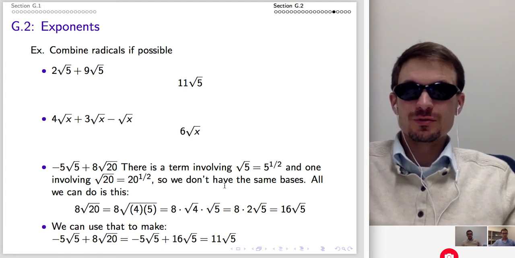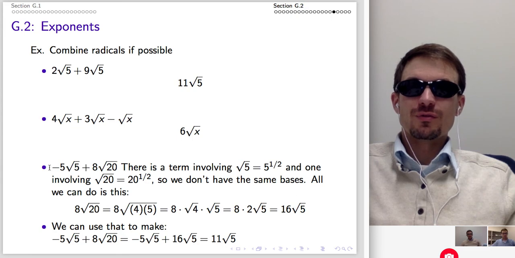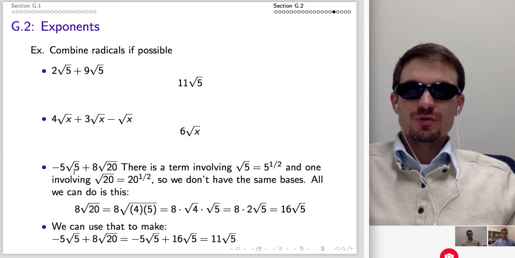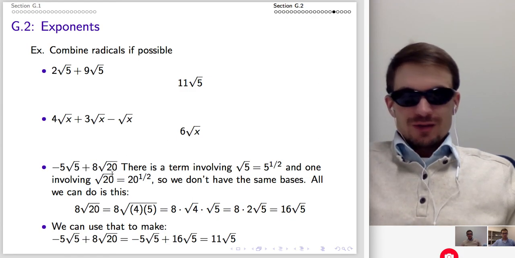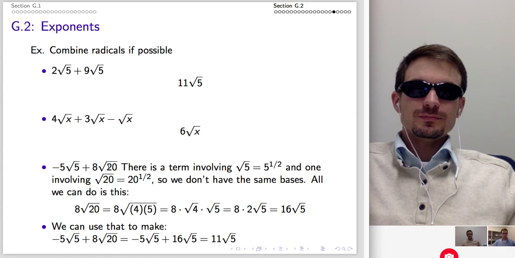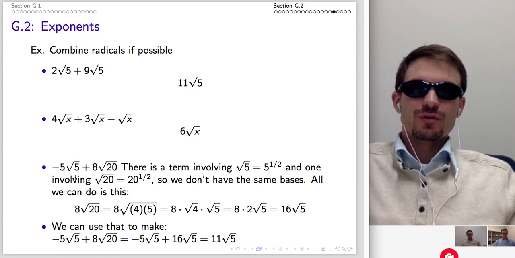And same thing here. We're just collecting like terms. In this last one, we have minus 5 times square root of 5 plus 8 times the square root of 20. When I have something like this, I'm going to look and see if there is some square here that I can take out so that I might have a common root factor.